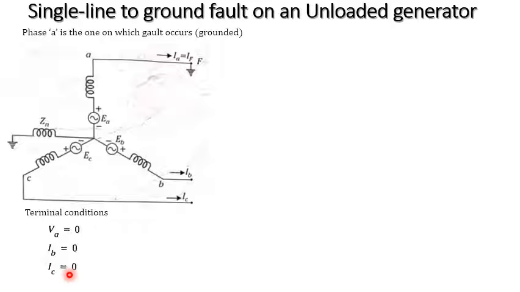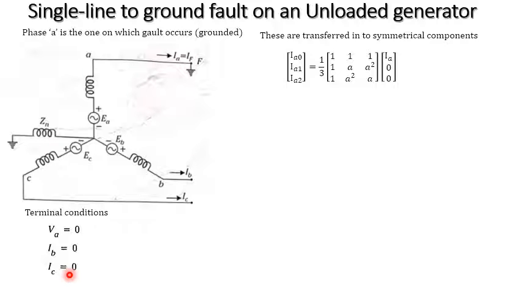These three terminal conditions in terms of the line currents and the phase voltages are to be transformed into conditions in terms of the symmetrical components. There are two things we need to understand here: either we transform the phase voltage in terms of the symmetrical components, or the phase current in terms of the symmetrical components. Based on the terminal conditions we are going to derive the symmetrical components.